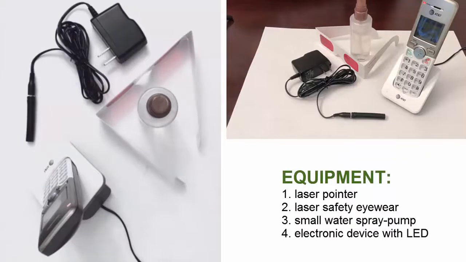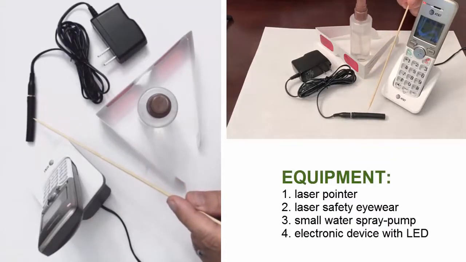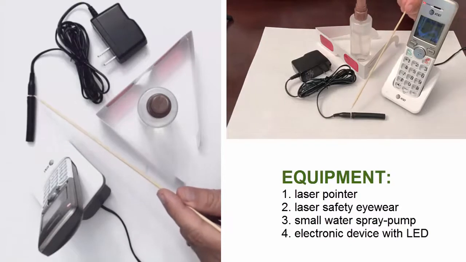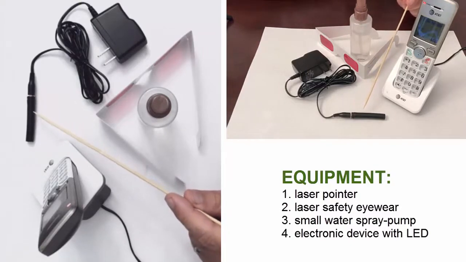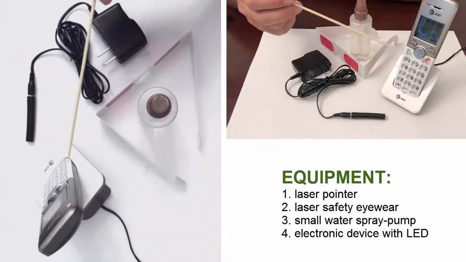We are going to use the following equipment in this lab. A laser diode module. I'm using here an affordable laser diode module that's part of your kit. You can use any other class 1 laser pointer. Here we have a laser safety eyewear that's also part of your kit. I'm using here a small bottle filled with water, the small pump spray that's going to produce the mist. And finally here I have my landline phone.